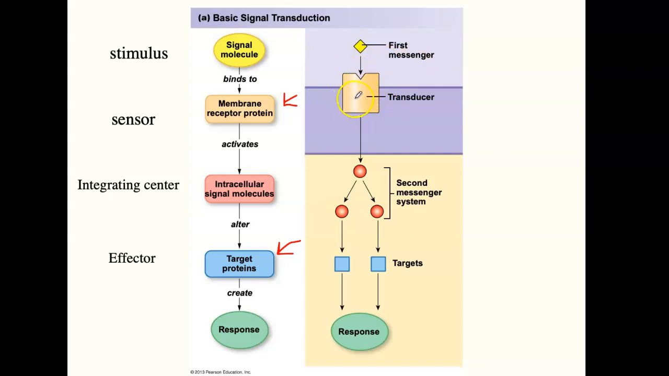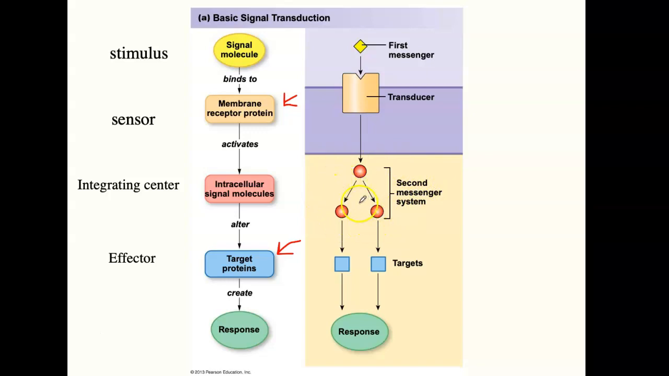So the receptor is in the membrane. It serves as a transducer. It's going to translate the message coming from this molecule that cannot enter the cell and send some sort of signal to the inside, expecting a response. So what happens is this membrane receptor protein is going to activate some other intracellular signal molecule. So we're going to call all of that a second messenger system.